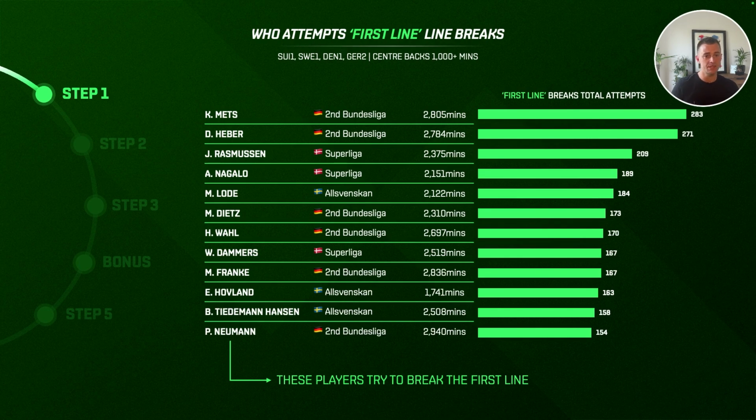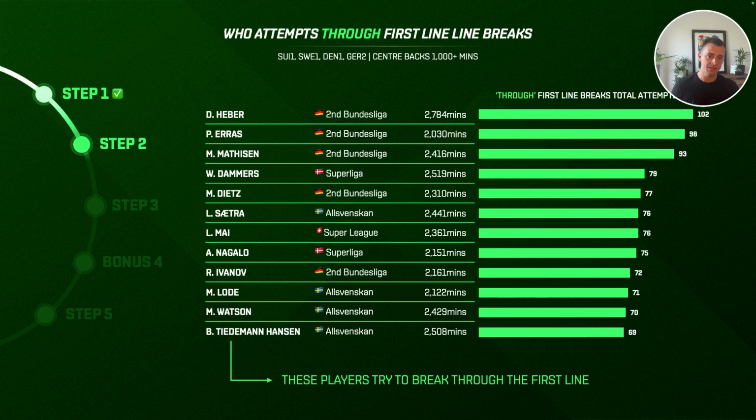So let's start with centre-backs across the 4 competitions who have played 1,000+ minutes. And first, we just want to understand who attempts first line breaks. And we can see here the players that are making first line break attempts. Of course, this is a total number, and this is skewed by the minutes played. We understand that. But first of all, we just want to introduce the metric. This is who is attempting a first line break.